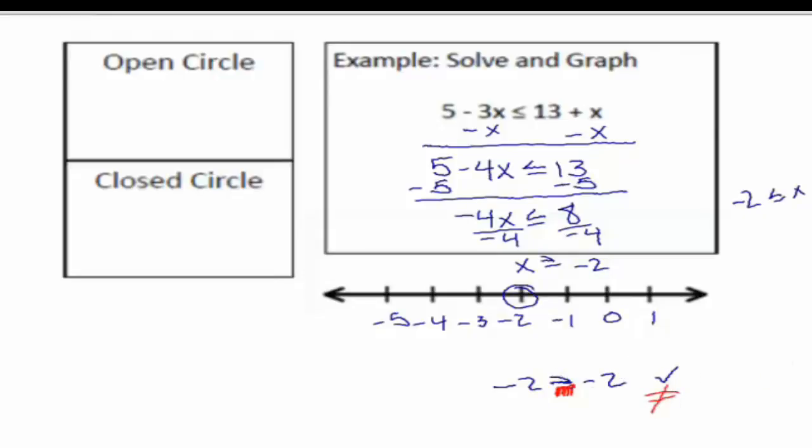So how it works is open circle is for greater than and less than, and closed circle is for greater than or equal to and less than or equal to, because that or equal to means that this is a part of my solution, so I'm going to go ahead and shade it in. I'm going to fill in that circle. So these symbols get a closed circle, and these symbols get an open circle.